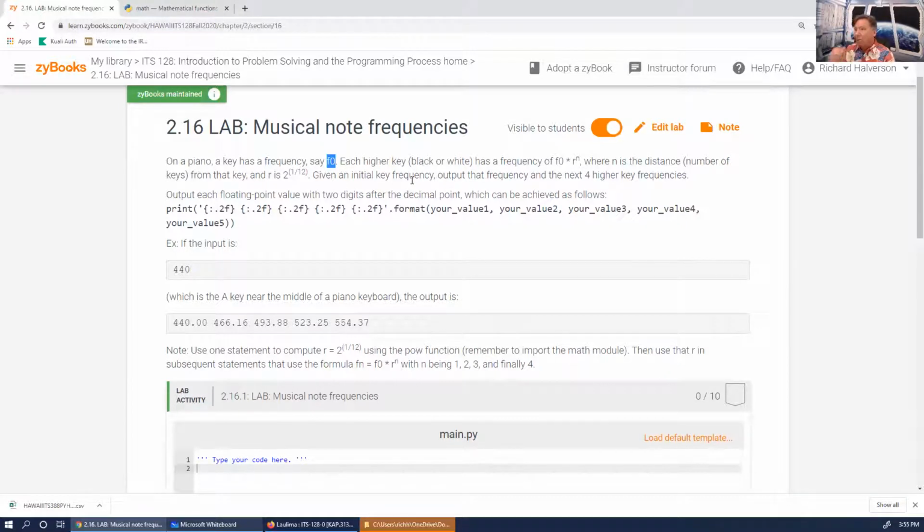So R, this R here, is this number here. So first you can compute this number, and then you do this, and you multiply it by this to get these numbers. First you get the 440, and then this is 440 times this to the 1 power.